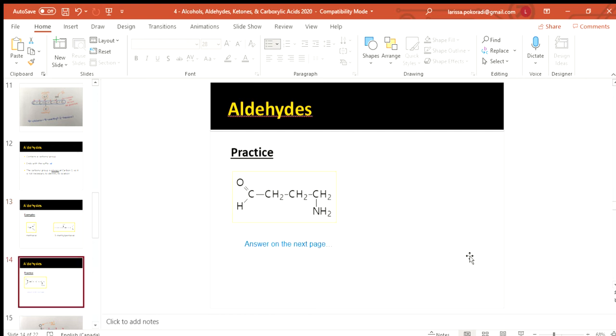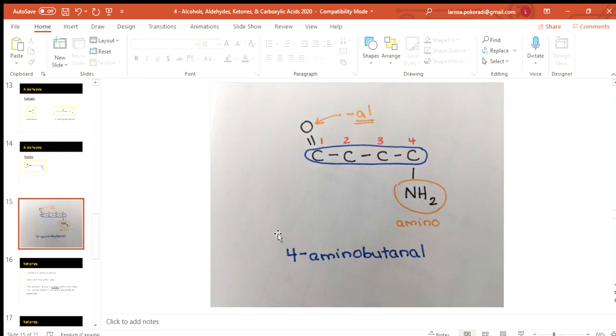Okay, so let's see one without the answers. We look at our molecule and we see a double bonded oxygen. And then we notice that there's no more carbons coming off this side. This must be carbon number 1. So if this is 1, 2, 3, 4, we have a bute. They're all single bonds, and al because of this aldehyde. So that's a butanal. We also have something sticking off of it, right? On carbon number 4. NH2 doesn't pop up too often for us, but that's an amino. So we have a 4-amino butanal.